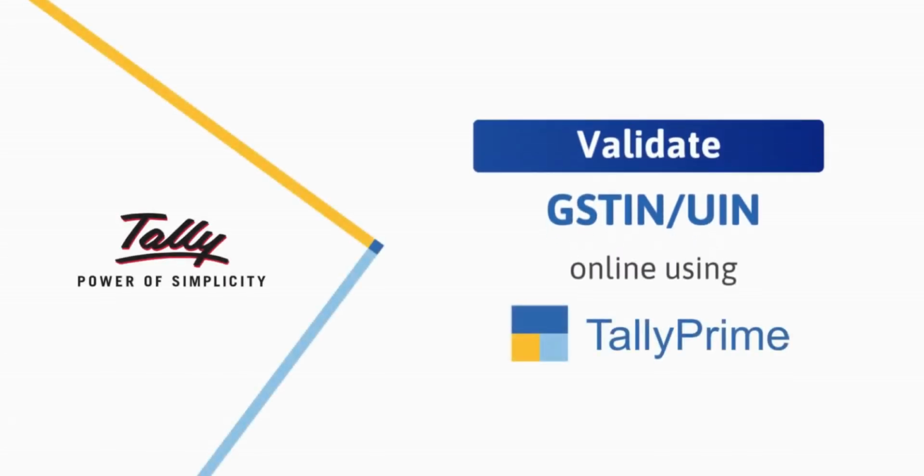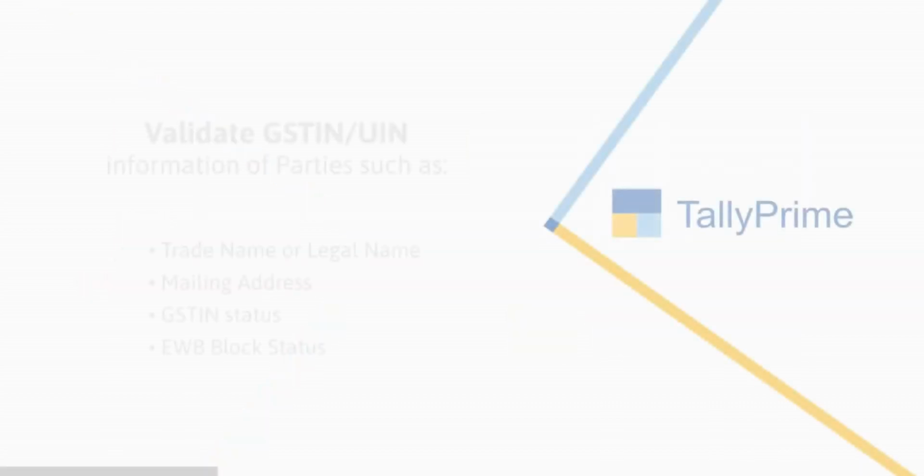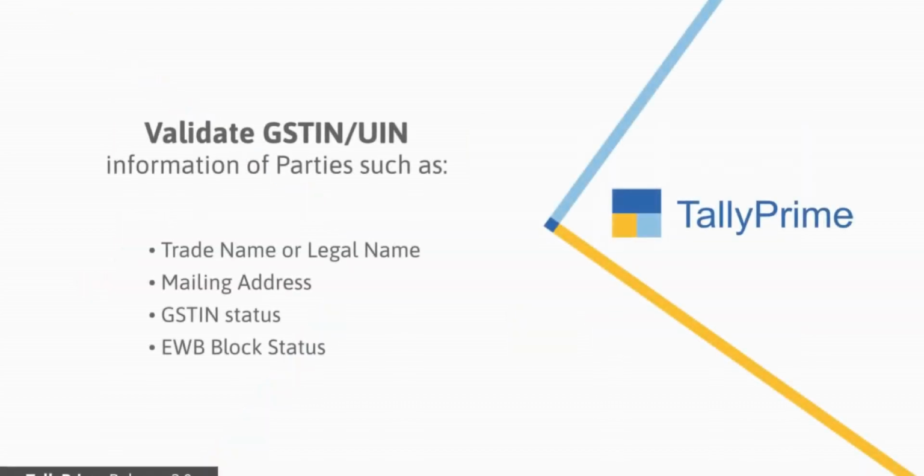In this video, you will learn how to validate GSTIN or UIN information for parties online using TallyPrime. You may want to validate the GSTIN or UIN information, such as trade name or legal name, mailing address, GSTIN status, and EWB block status of parties, so that the transactions have authentic party details.